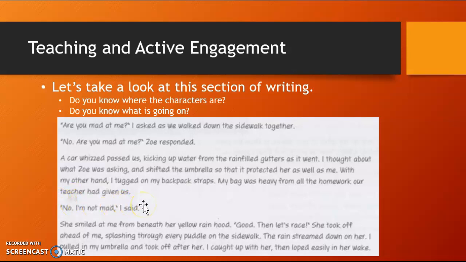No, I'm not mad, I said. She smiled at me from beneath her yellow rain hood. Good, then let's race. She took off ahead of me, splashing through every puddle on the sidewalk. The rain streamed down on her. I pulled in my umbrella and took off after her.